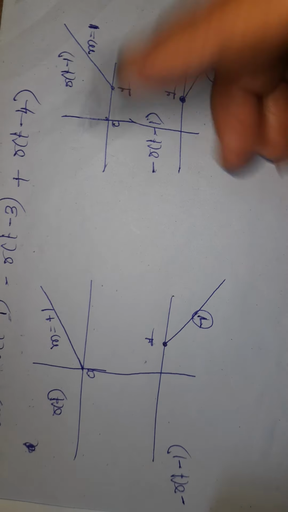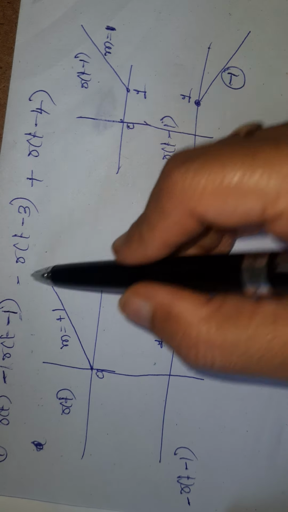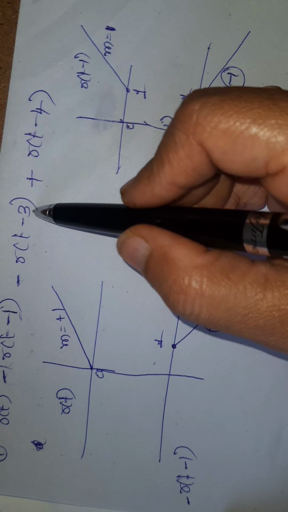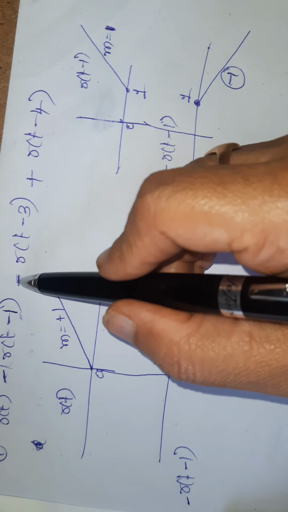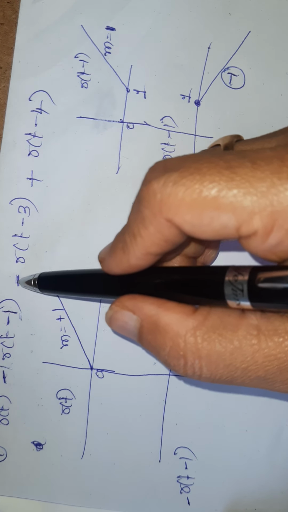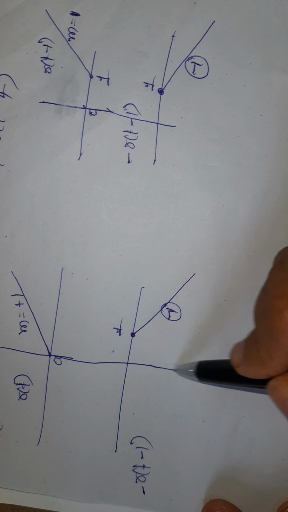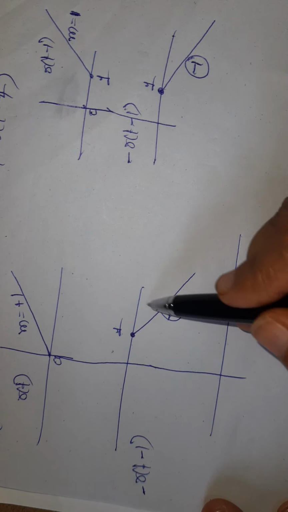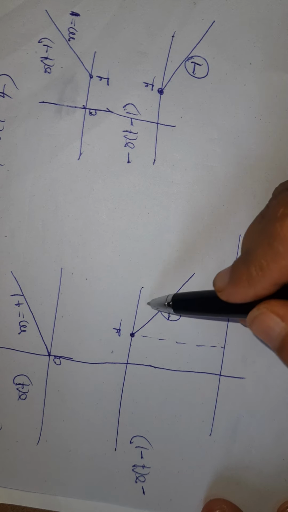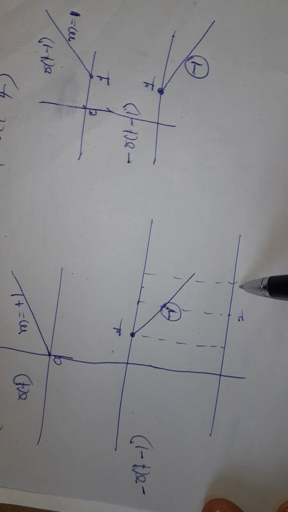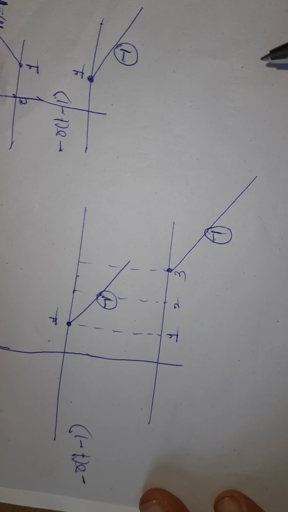Next I am having the signal minus R of t minus 3. So it is a delayed version, delayed by 3 units, having the slope minus 1 like this, but it starts at the 3 unit. So this is 3. At 3 the signal starts, having the slope minus 1.